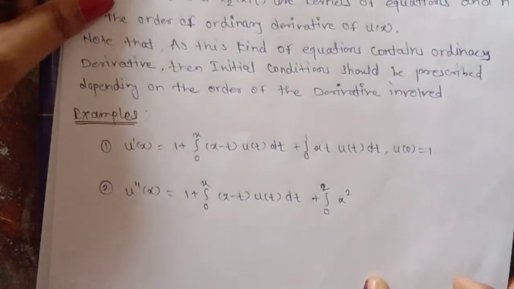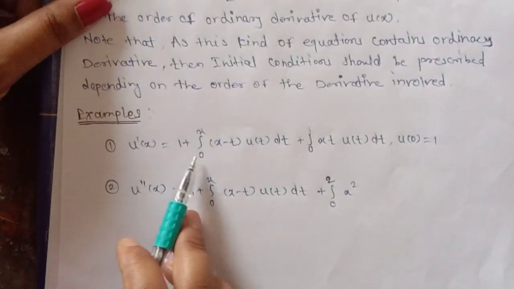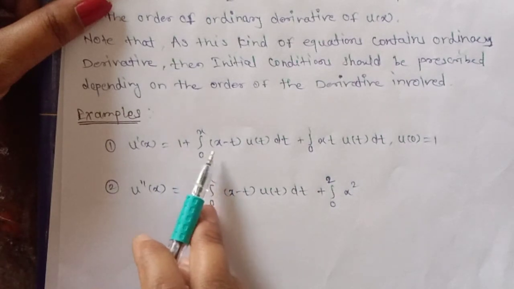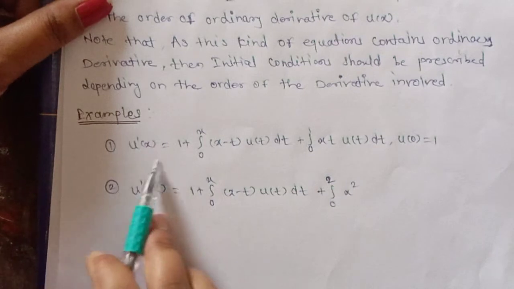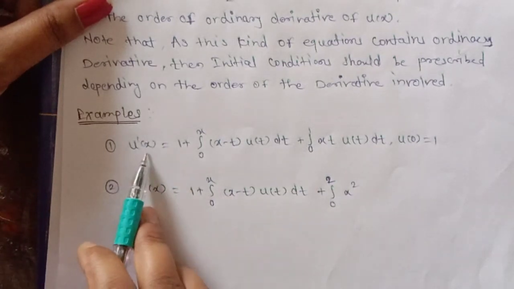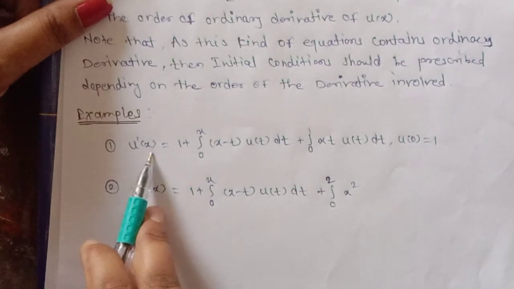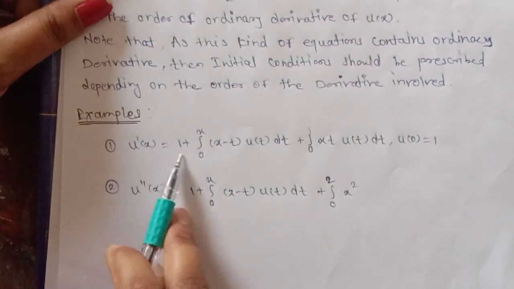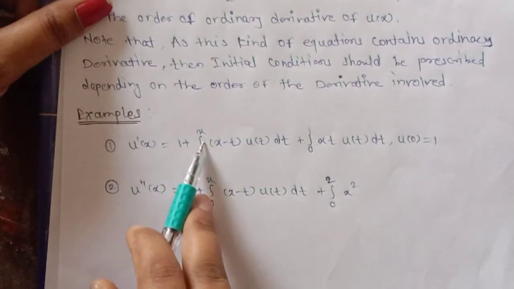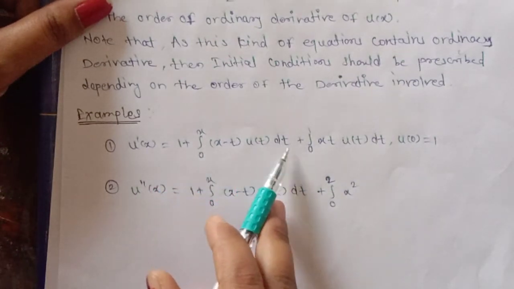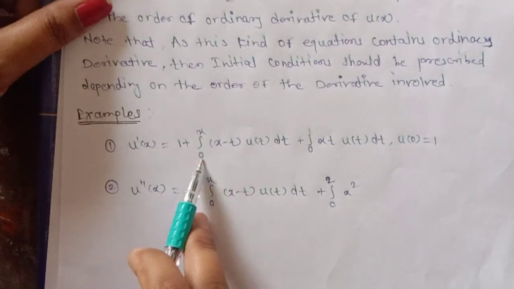So the first example of this type of equation is u dash of x equals 1 plus integral 0 to x of minus t u of t dt. Now look at here, on the left hand side, the first derivative of the unknown function u of x is taken, equal to 1. This is your function f of x, plus integral 0 to x of minus t u of t dt. This is your Volterra integral equation form.